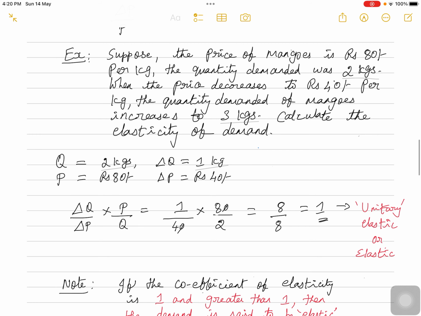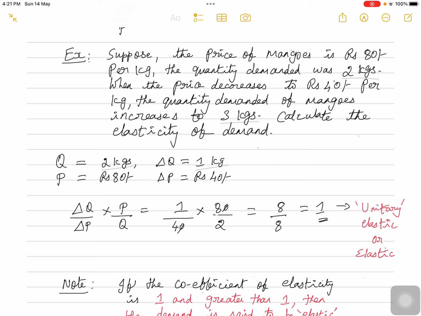So Q is the original quantity. So original quantity we can see here, it is the 2 kgs. Okay, so Q is equal to 2 kgs, and the original price of the mangoes is 80. So P is equal to rupees 80. When the price decreases to 40 rupees, that means what? Delta P, the change in price. So from 80 rupees it has decreased to 40 rupees. So the change in price, delta P, is equal to rupees 40.